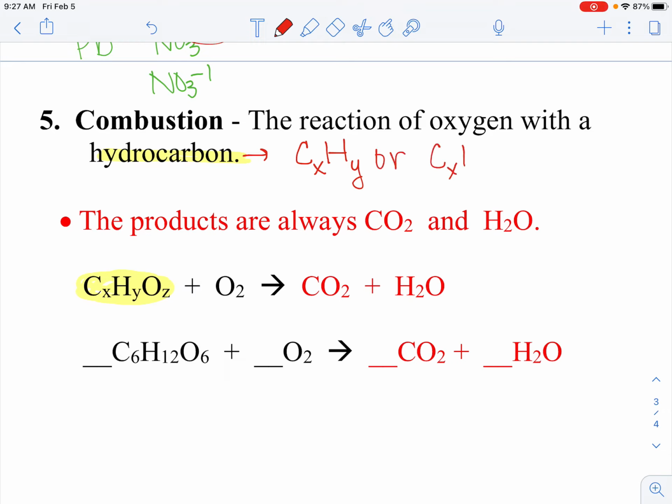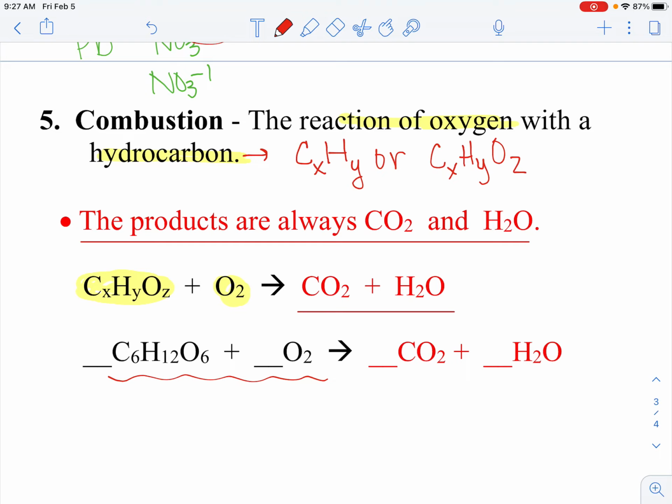Or a hydrocarbon could also have an oxygen in it. So C6H12O6. It could be any combination of carbons, hydrogens, and oxygens. And then added to that is O2, because oxygen by itself is one of the diatomics. If you see these two reactants, the products are always going to be carbon dioxide and water. So when I gave you this example right here, automatically if you see a hydrocarbon, carbons and hydrogens, and maybe oxygens, added to O2, immediately you write your final products are carbon dioxide and water.